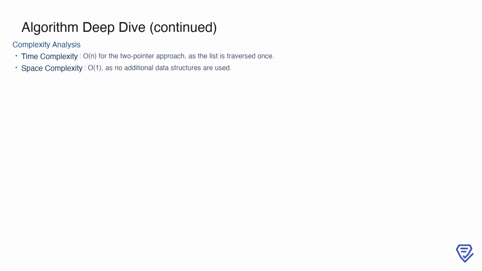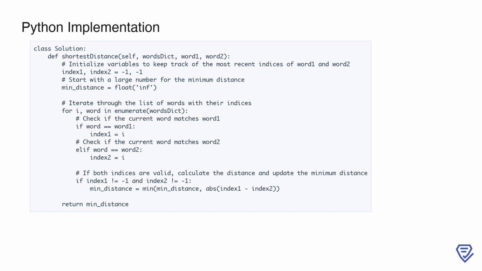The space complexity remains O(1), because we do not use any additional data structures, only a few integer variables to track indices and the minimum distance. This makes the two-pointer approach both time-efficient and space-efficient, making it well-suited for large input lists. This implementation solves the problem of finding the shortest distance between two words in a list in an efficient manner.